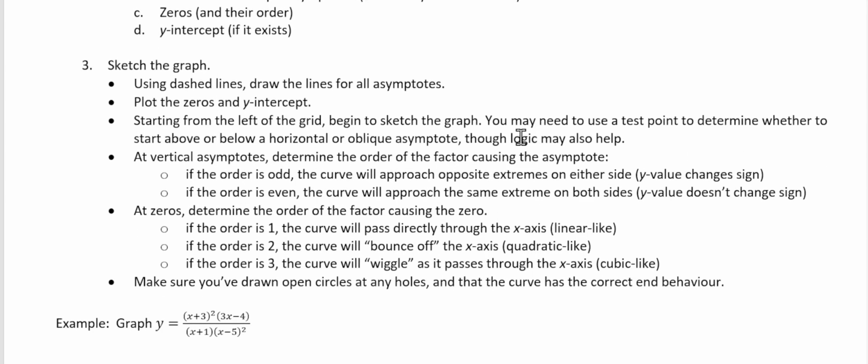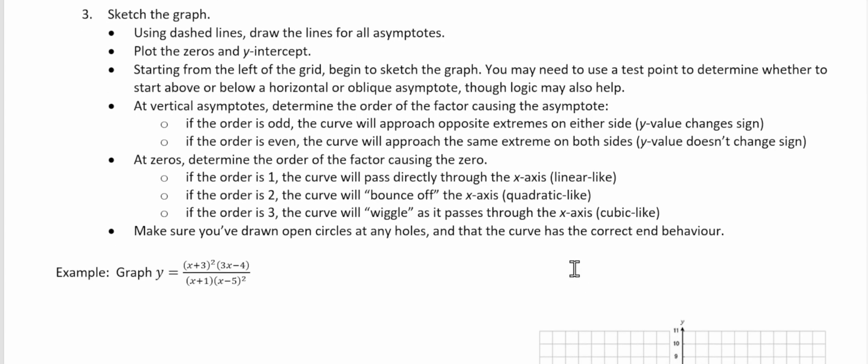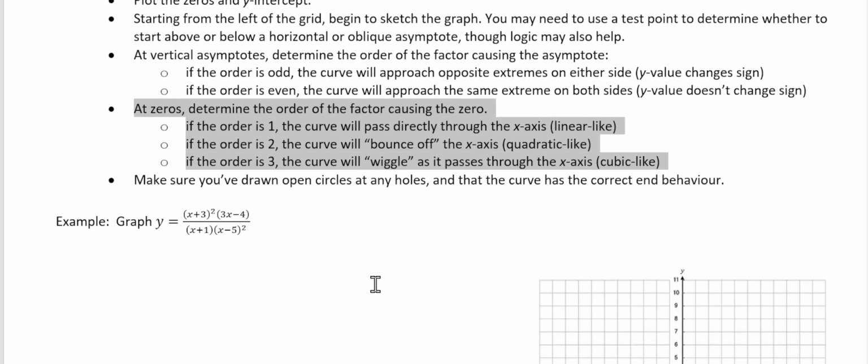So we're going to sketch it. We're going to use dashed lines for asymptotes, plot the zeros and y-intercept, and then try to sketch the graph. We could start from the left of the grid, or we could look at points to see how we do this. Again, same thing with the vertical asymptotes: we're looking at either opposite extreme behavior or same extreme behavior. If the order is odd, we're going opposite extreme. If the order is even, that's same extreme. And we've talked about this before, right? At the zeros, determine the order, the factor causing the zero, and whether it's going to pass through linearly, quadratically, cubically, and so on.